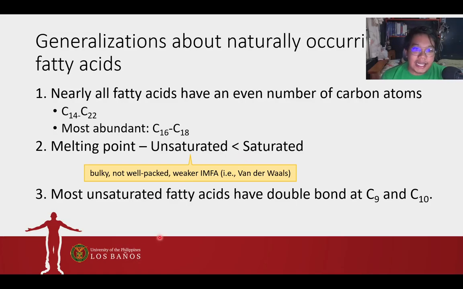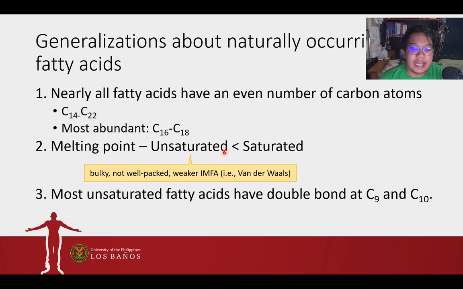So, what are the generalizations about naturally occurring fatty acids? Nearly all fatty acids have an even number of carbon atoms. So, almost all fatty acids are even numbered. We have C14 to C22, and the most abundant ones are from C16 to C18. Okay? And the melting points of unsaturated fatty acids are less than those of saturated fatty acids.